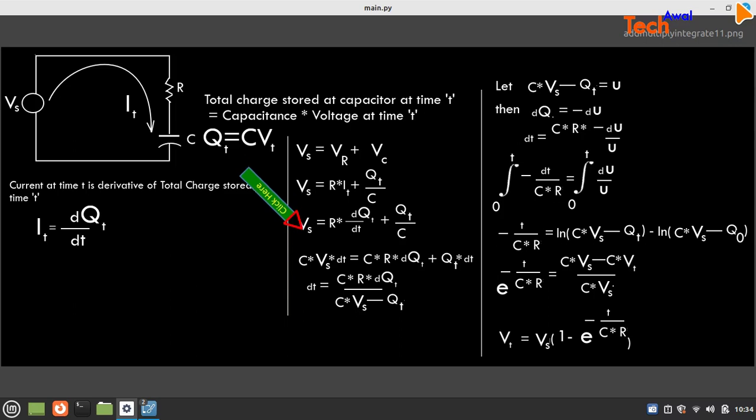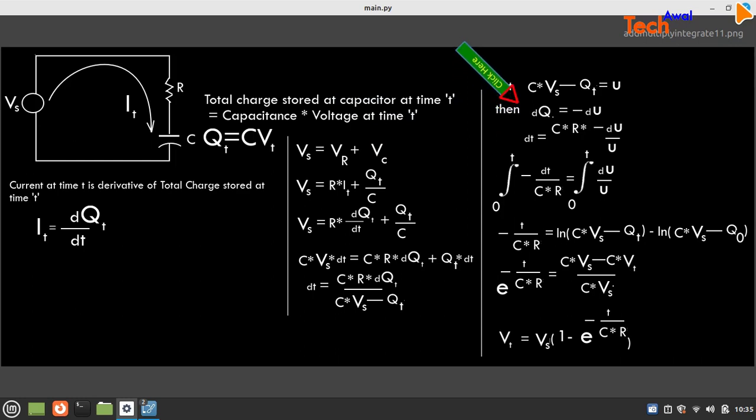Further we can see C Vs dt equals CR dq plus Q dt, so dt equals CR times dq by (C Vs minus Q). So this is the variable Q and this is the differential, which comes to a pure differential equation. Now we are trying to find the voltage across the capacitor based upon the time, the theoretical voltage. Then we'll calculate the theoretical current and prove it with the practical current.